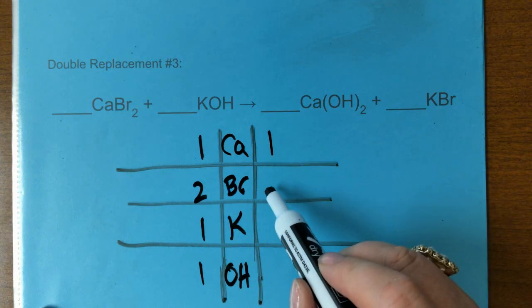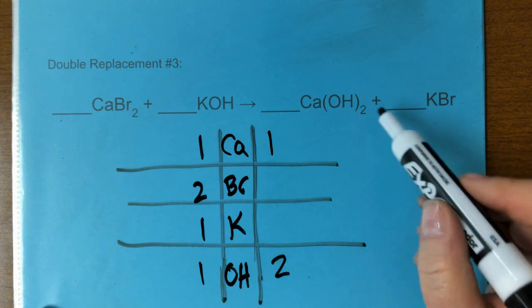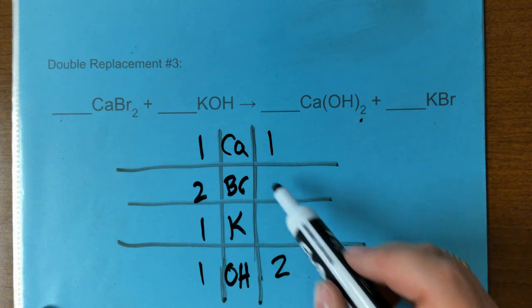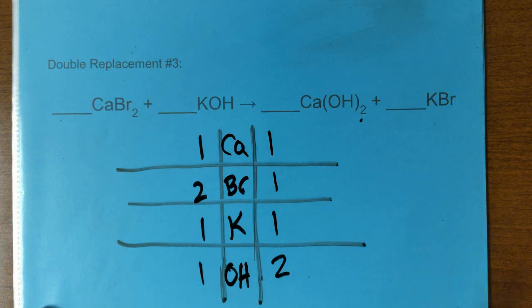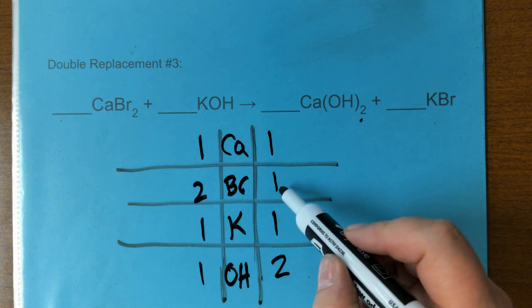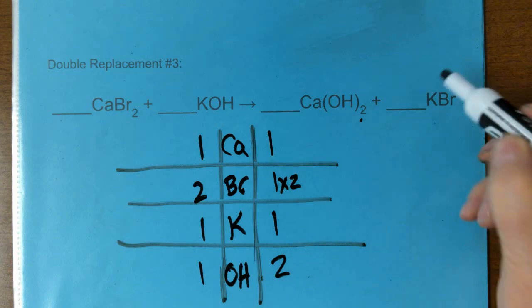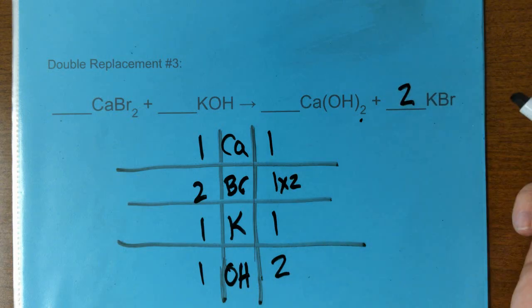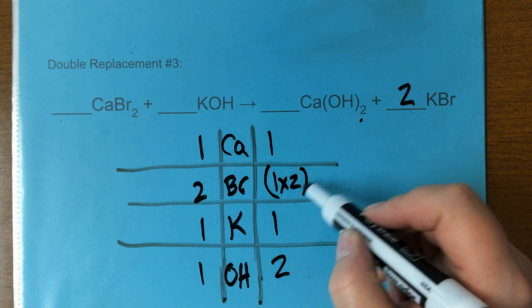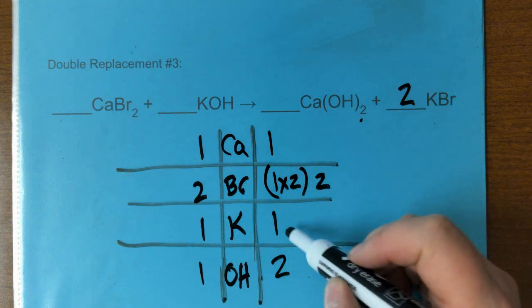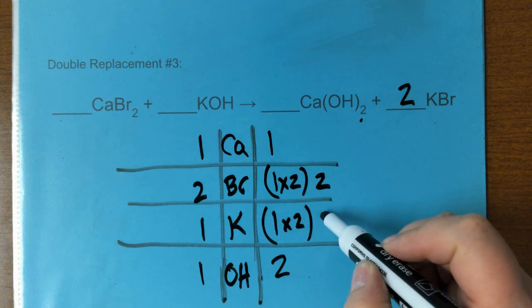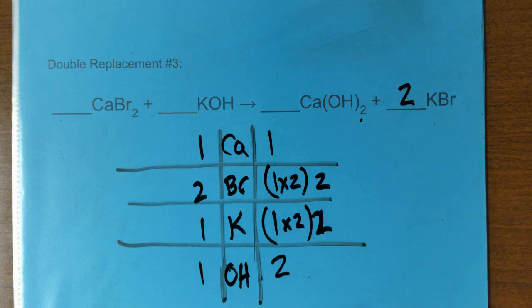1 calcium, 2 hydroxides, 1 bromine, and 2 potassium, or 1 potassium. So to get 2 on this side, I would need to multiply this by 2. I'm going to put a 2 in front of there. That changes bromide to 2, but it also changes potassium to 2.